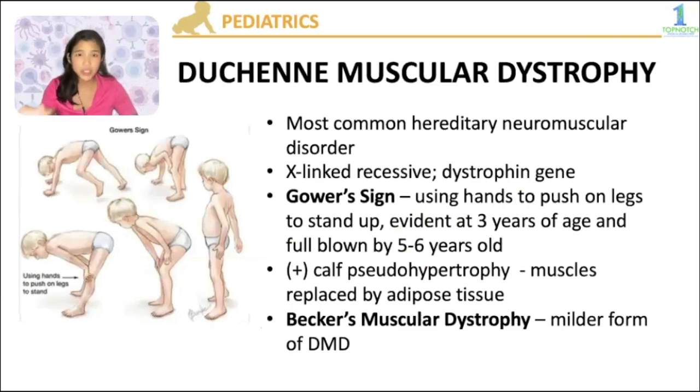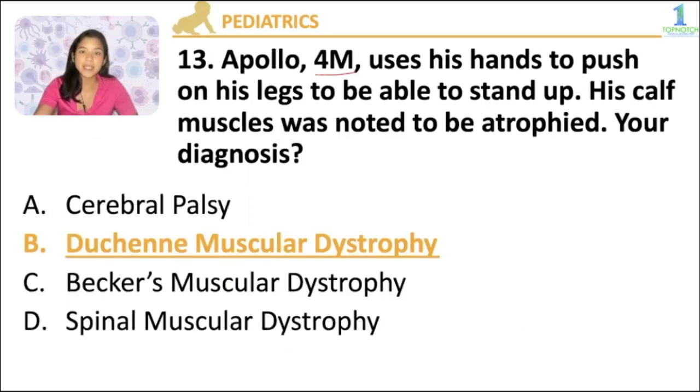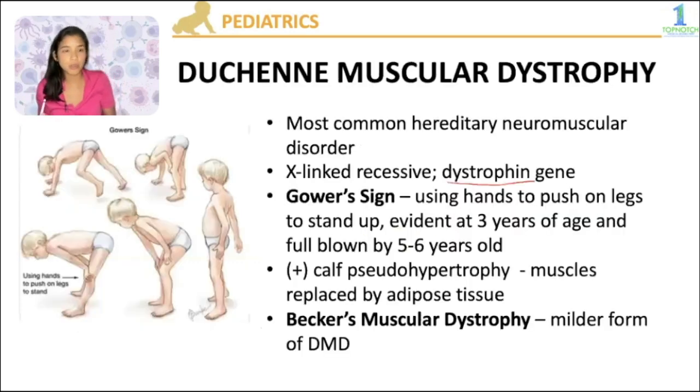So in Duchenne muscular dystrophy, you get an X-linked recessive abnormality of your dystrophin gene. And the sign we mentioned earlier, where he had to push up on his legs to stand up, that is what we call the Gowers sign. Because they have very, very weak calf muscles, they need extra support in order to get themselves up. So this is usually evident at 3 years of age and is full-blown by 5 to 6 years old.